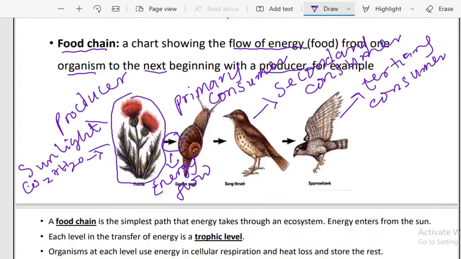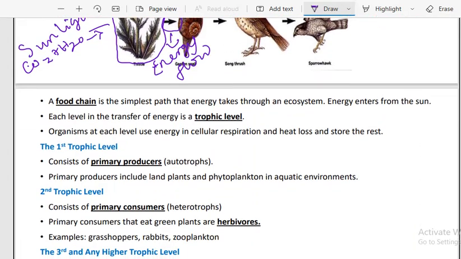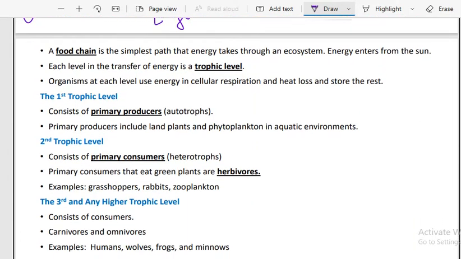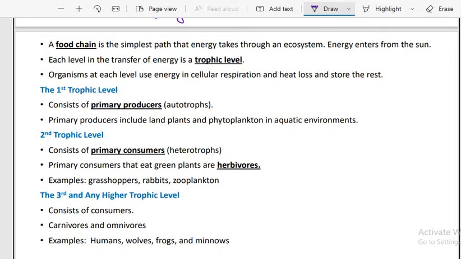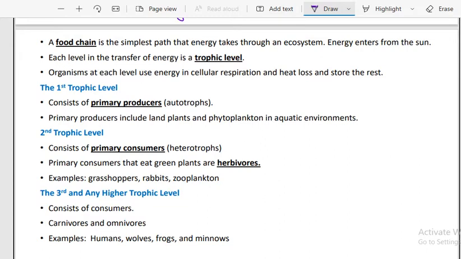Now, you see a food chain here. I'll relate this particular food chain to explain the concept of trophic level and also relate it to a food web. A food chain is the simplest path that energy takes through an ecosystem. Energy enters from the sun, and each level in the transfer of energy is referred to as a trophic level.